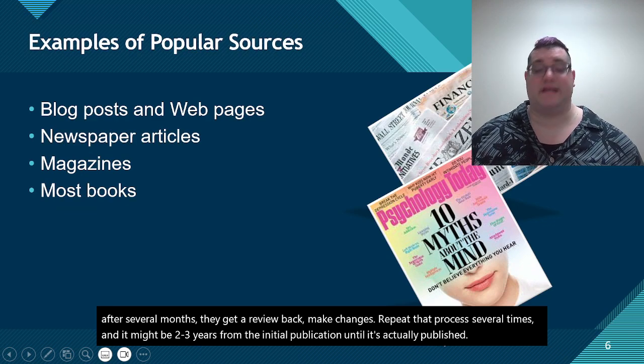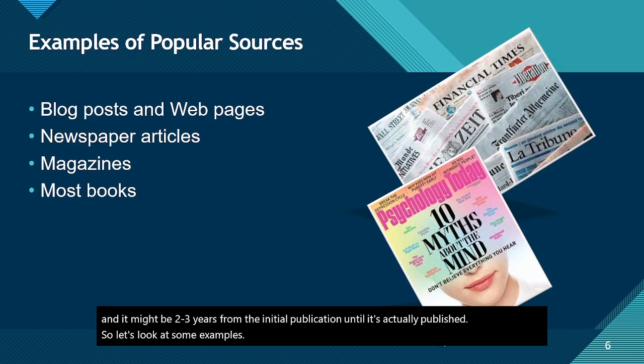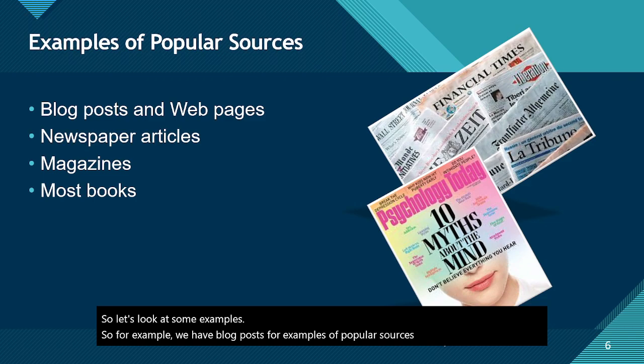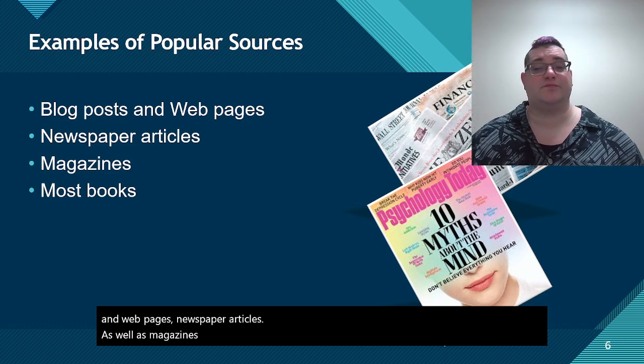So let's look at some examples. Popular sources, we have blog posts, web pages, we have newspaper articles, which again, there's some credentials and some review, but not nearly as much or not nearly the same type as an academic source. Magazines, and the vast majority of books.